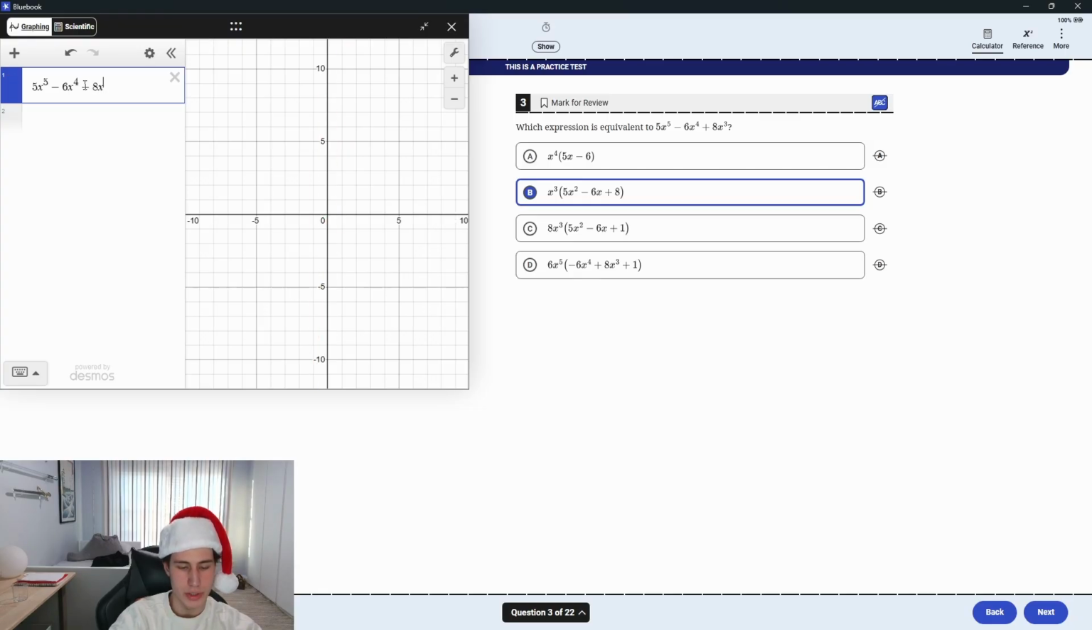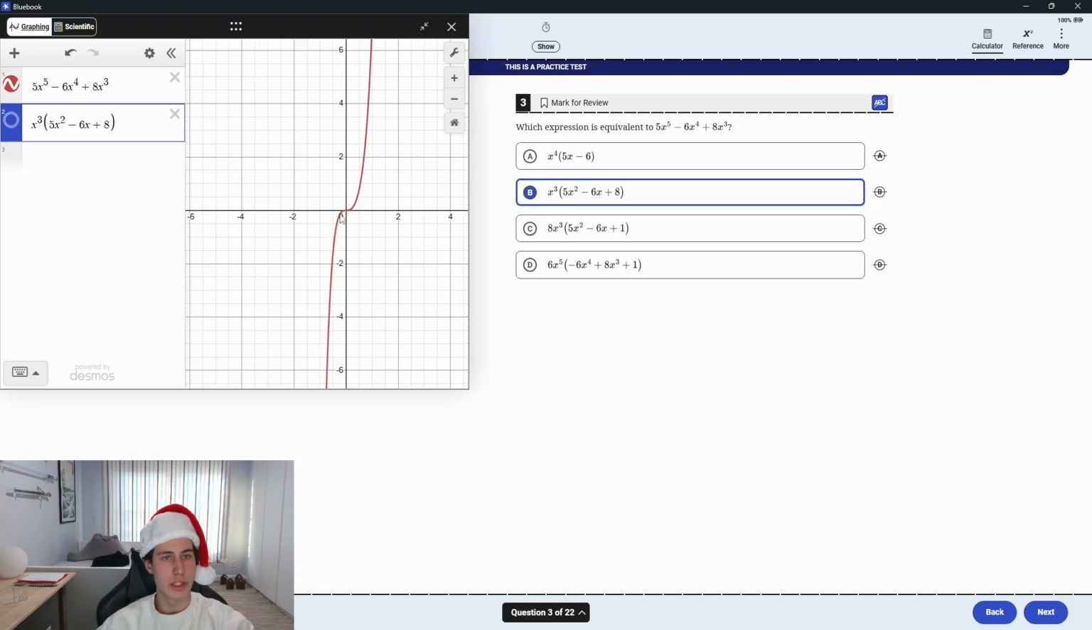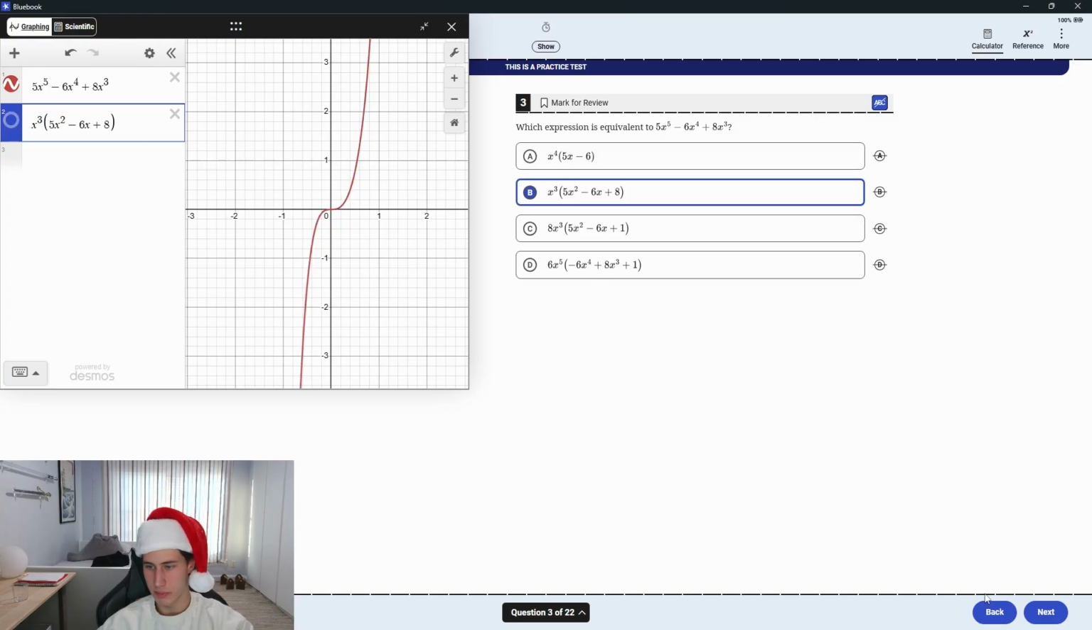But if you really want to check it, you can always just put it into Desmos like this. And look at that. Our lines match up perfectly. So B is our answer.